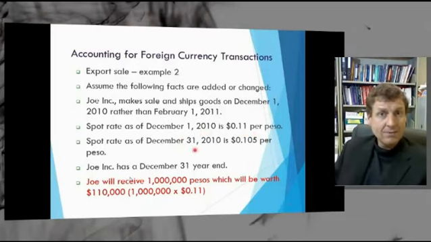Interesting, at the end of the month, at the balance sheet closing date, we have 10.5 cents per peso. That means the peso has appreciated or depreciated? The peso now buys fewer US dollars than it did a month earlier. So basically the peso has depreciated. So Joe at the year end will need to do the following.